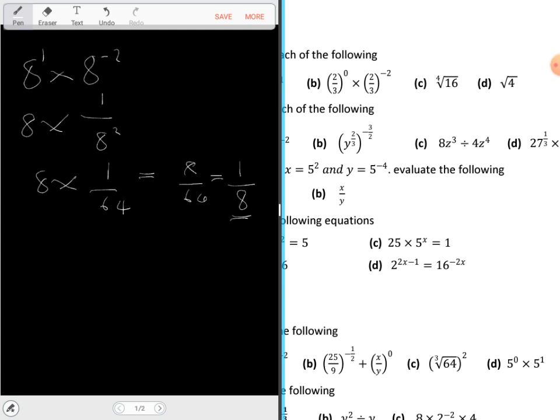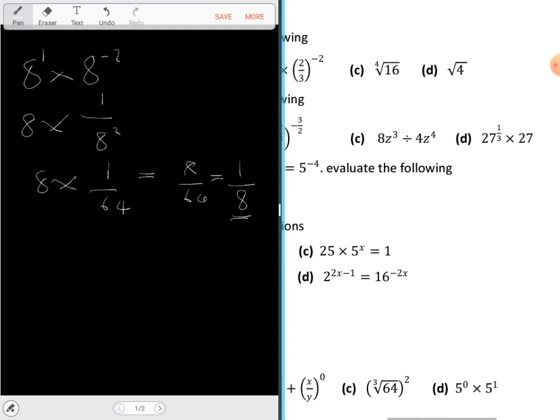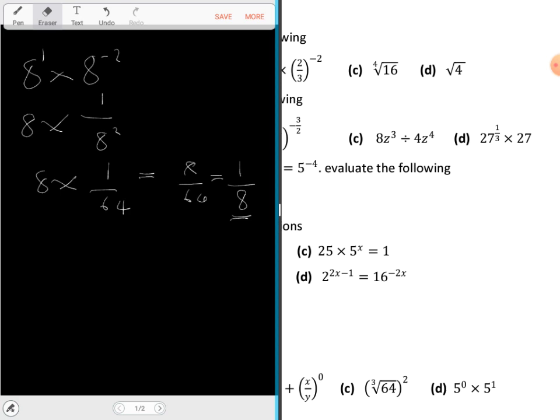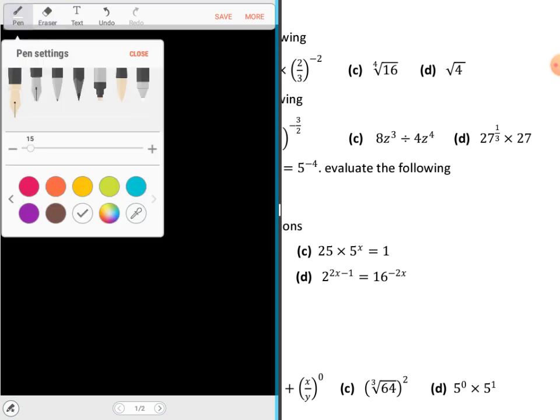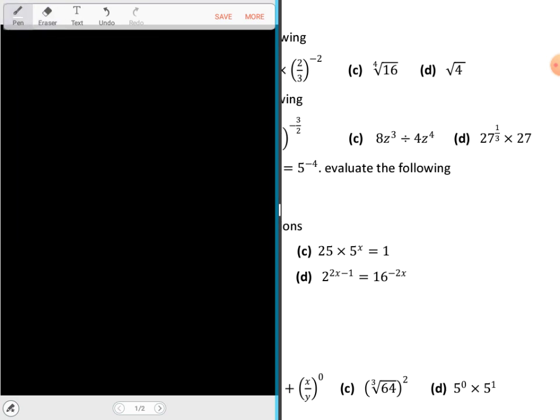What else can I pick? Something challenging. Let's pick C here, which says 8z to the power 3 divided by 4z to the power 4. Now what we have to know is that this is just the same as 8 times z to the power 3 times 1 over 4z to the power 4.